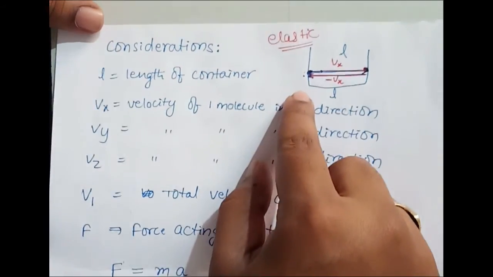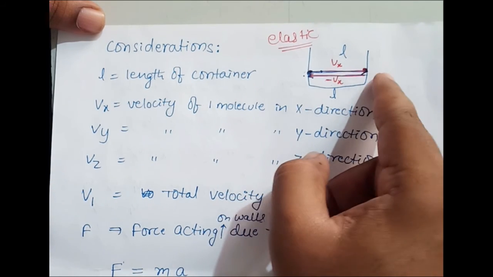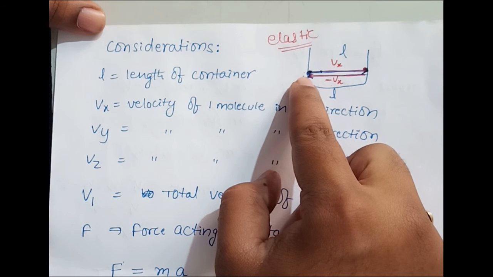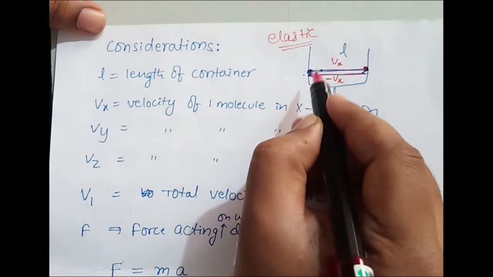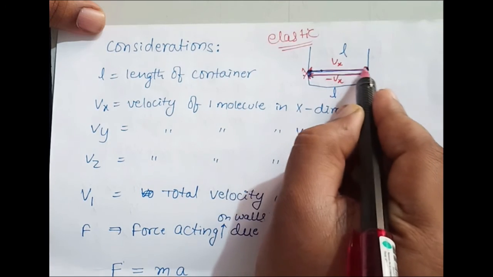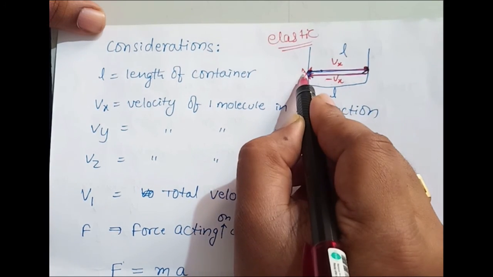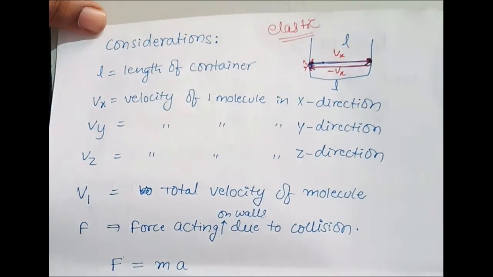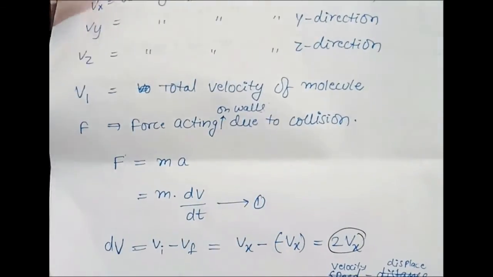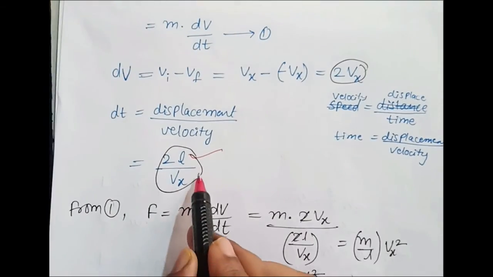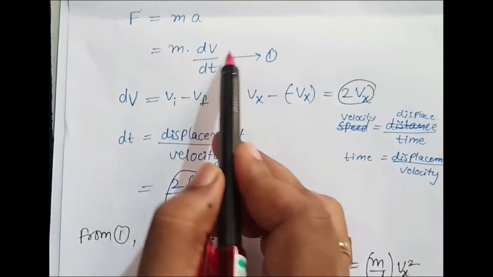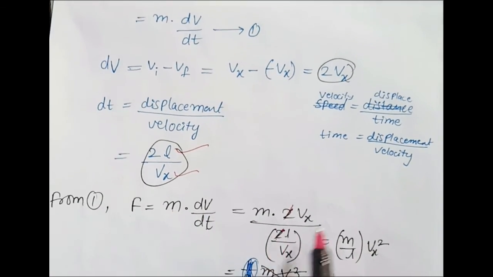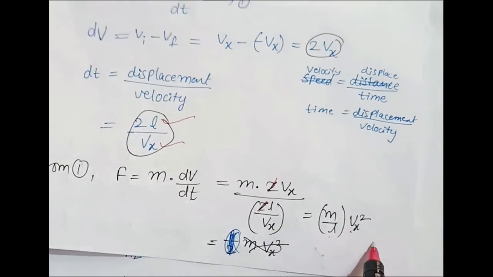Displacement means length, from here to here is 1L, and again one more strike. It means the distance between two collisions. Here one object is there, going to that place, striking and coming back to the original point. That distance is called the distance between two successive collisions. That is 2L, and velocity is vx that I kept over here. So from equation 1, m into dv by dt, the 2 gets cancelled, so m by L into vx square.